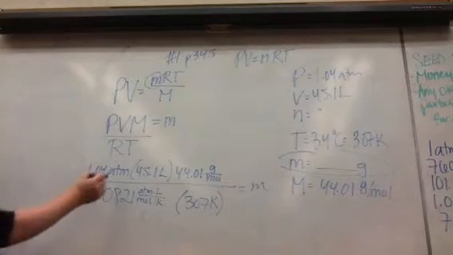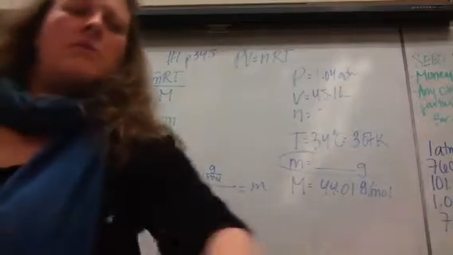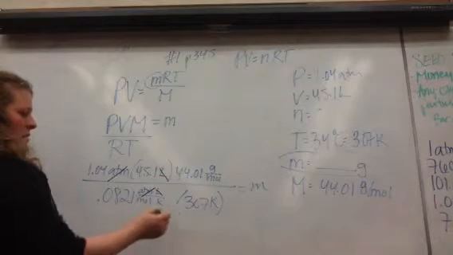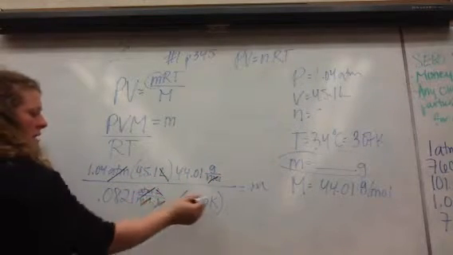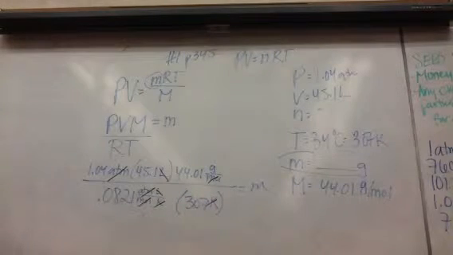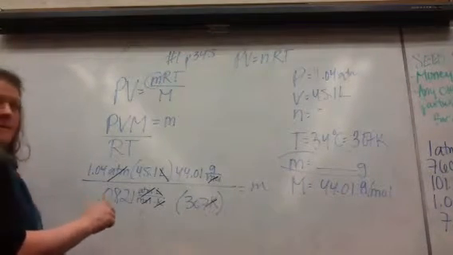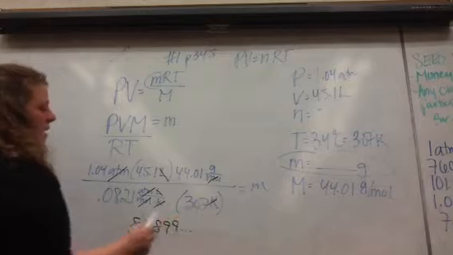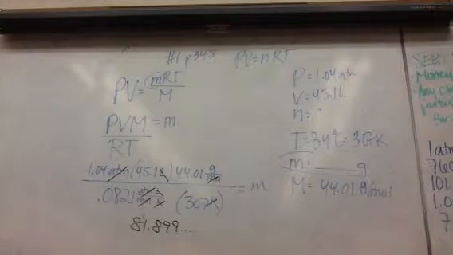So let's check our units. Atmospheres cancel. Liters cancel. Moles cancel. Kelvins cancel. What are we left with? We're looking for mass. Does that work? It works. Okay, what's your raw number? 81.8992108. Okay, so something that's going to sig fig to 81.9. Same number. But I think that's a little bit simpler, don't you?